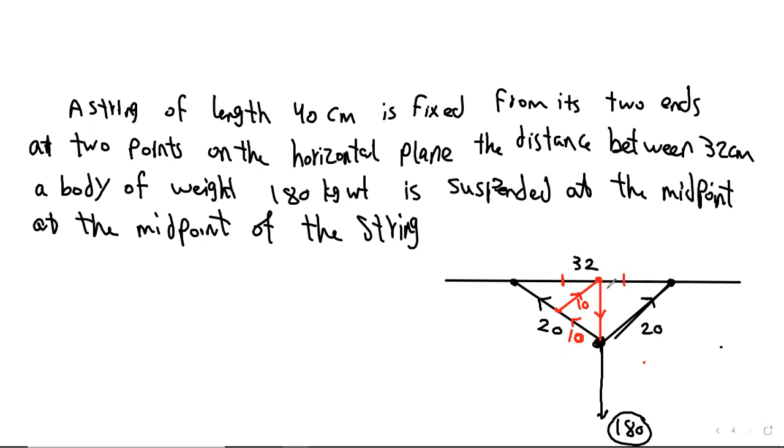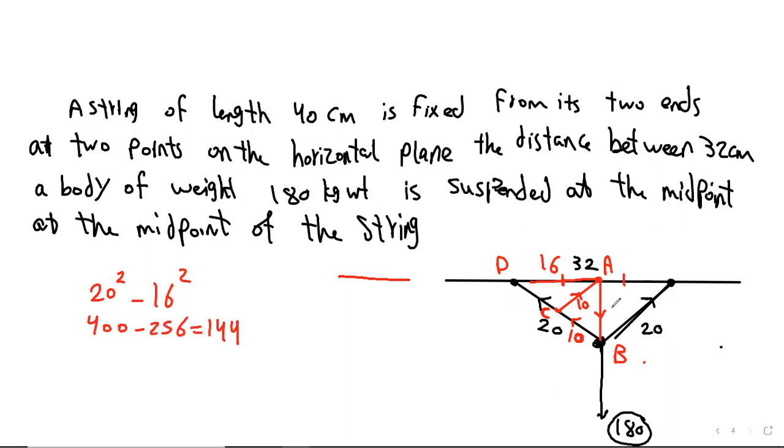In this triangle, you have a length of 16 here and 20 here. How can we find the length of this red line? Let's call it A, B, and here we have C, and this point is D. Look at this triangle: this side is 16 because it is the midpoint, and this side is 20. Apply Pythagoras: 20 squared minus 16 squared equals AB squared. 400 minus 256 is 144. So the length of this side is going to be 12. Now we can apply Lami's rule.